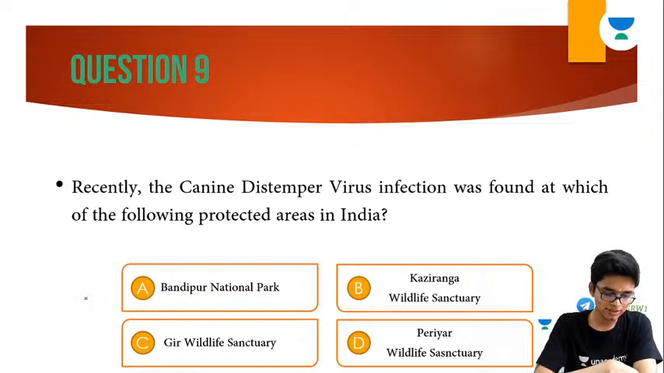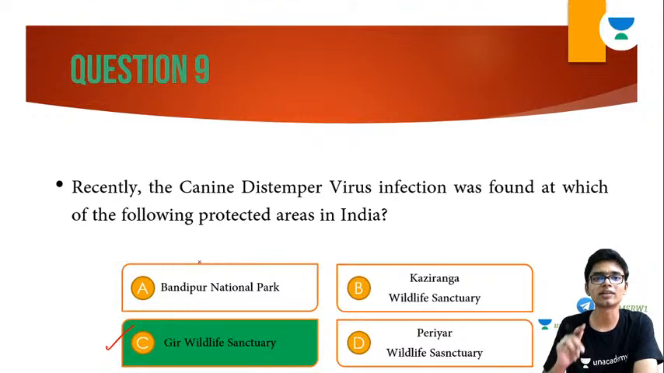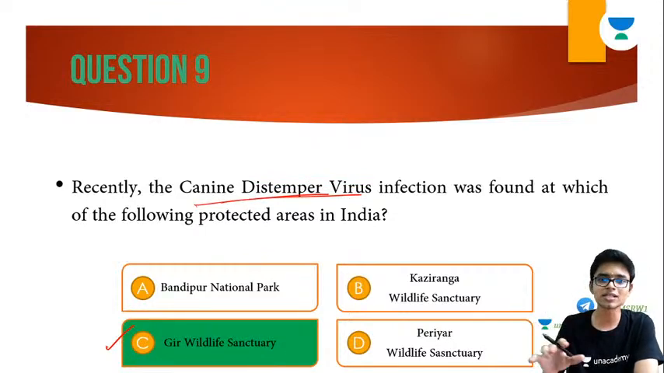Anyway, ninth question. Everybody is going with C and Saubhagya is saying it is D. Correct answer is option C, Gir Wildlife Sanctuary. There were plenty of newspaper reports saying that about 20 plus lions of the Gir Wildlife Sanctuary died within a span of 1 month because of this virus, canine distemper virus. Gir is the only area where we see that many Asiatic lions. Very infectious, and this was all over the news for a while around that time.